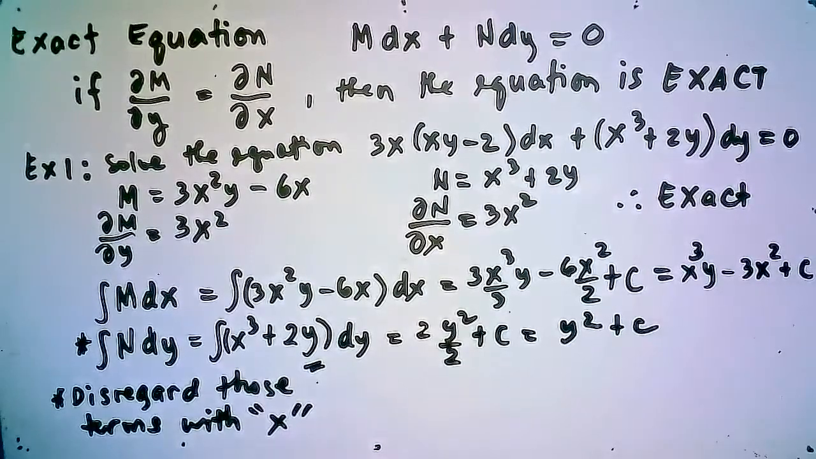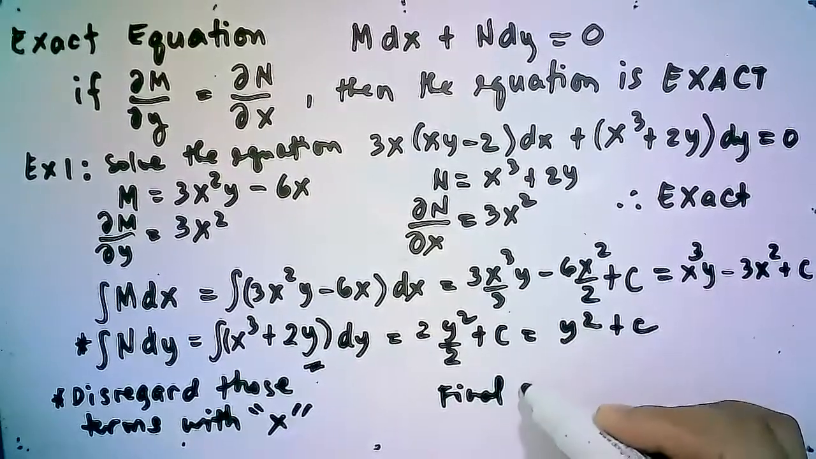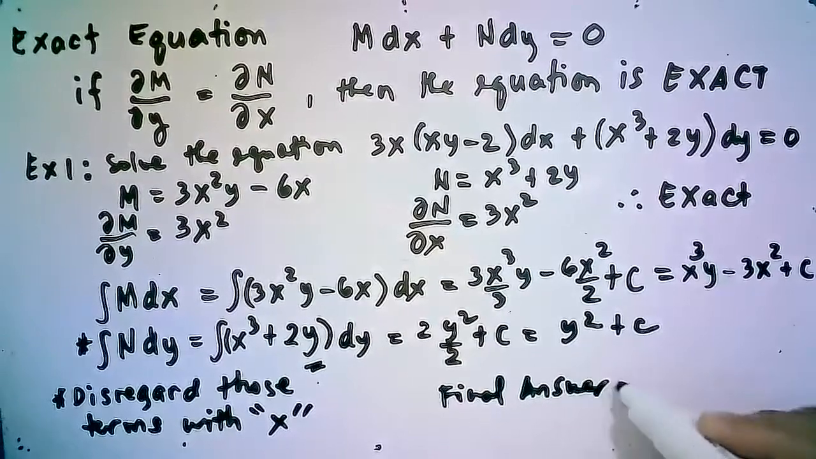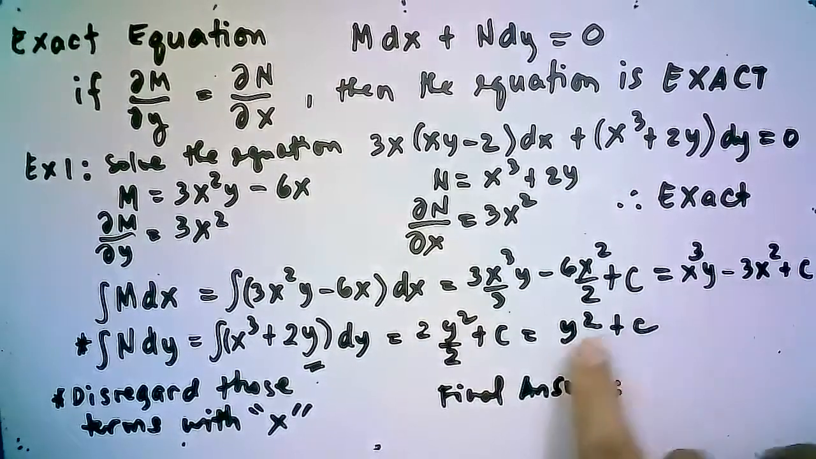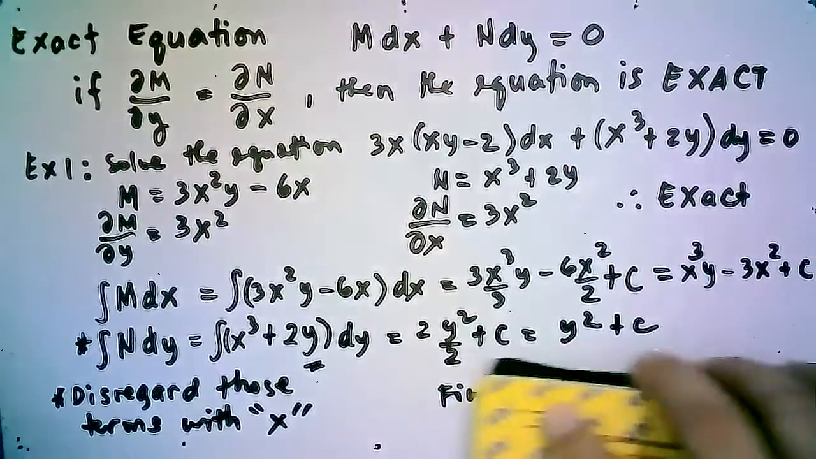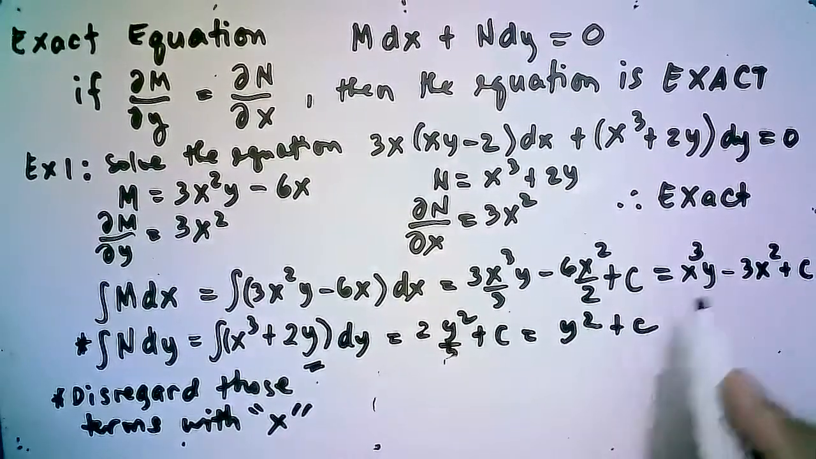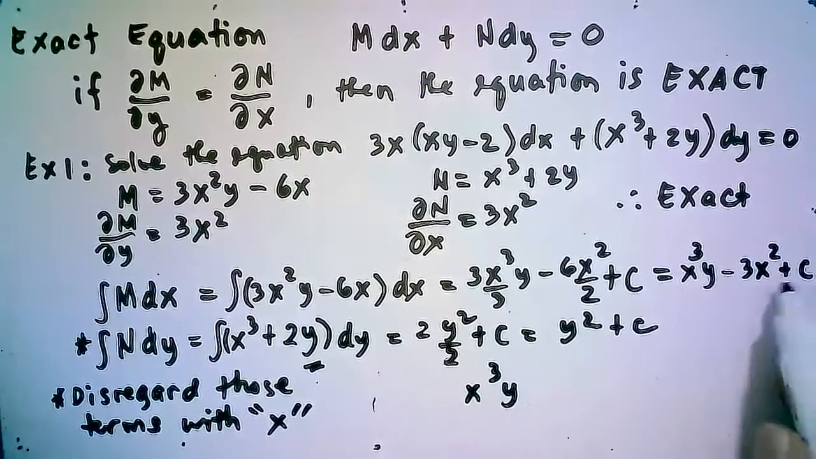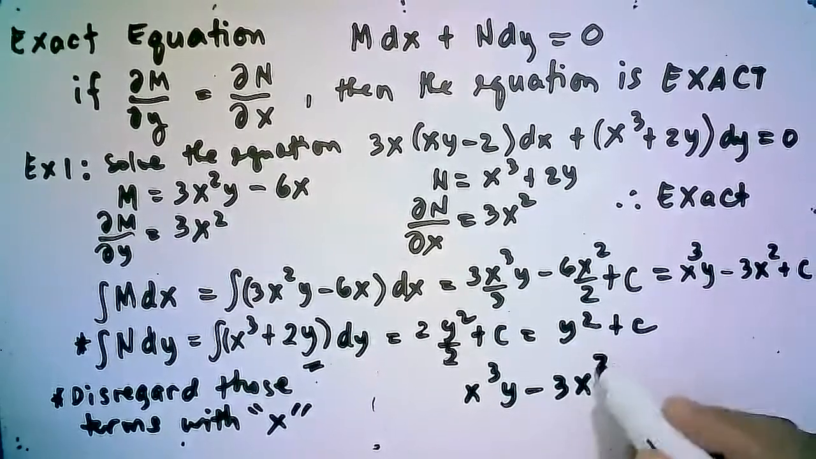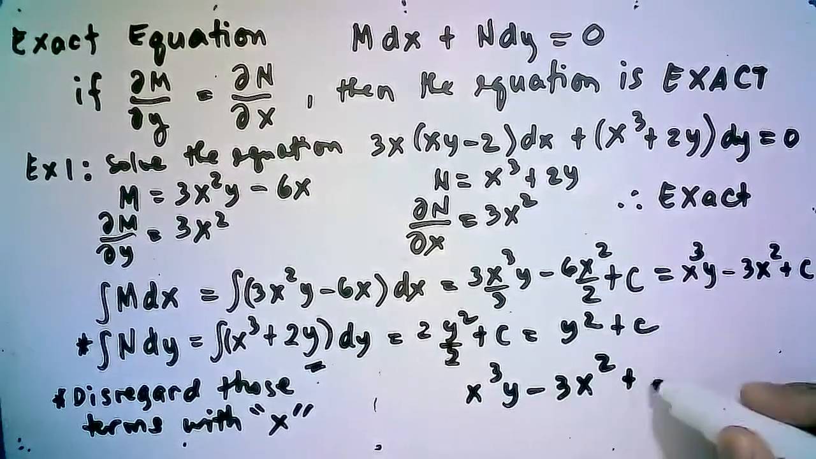Now, our final answer is we have to add this one with the result of N dy. And take note also, so I will just erase that word. So we have to write x cubed y minus 3x squared. We have this one, 3x squared, and then this one is y squared plus y squared.